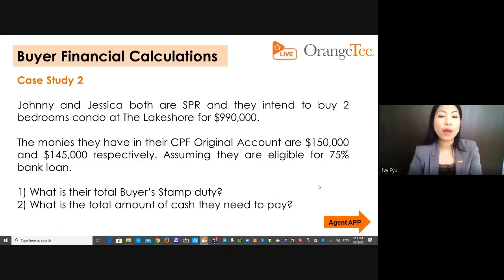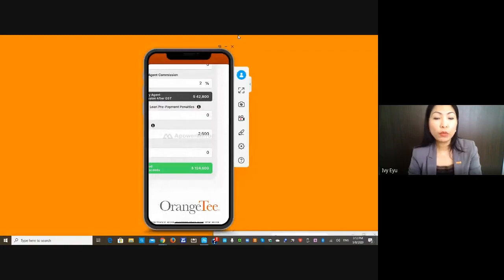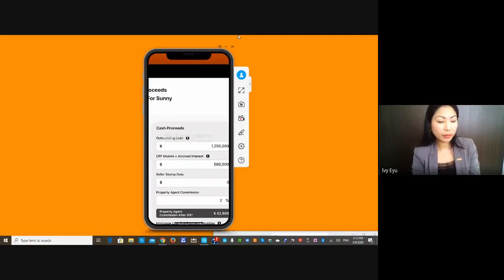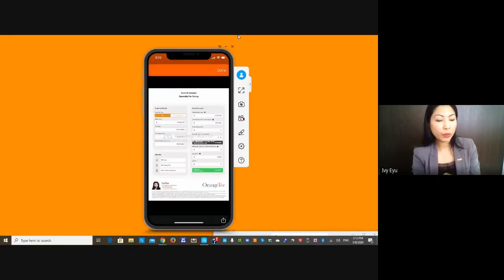Johnny and Jessica both are PR and they intend to buy a 2-bedrooms condo at Lakeshore for 990,000. So the monies they have in their CPF are 150K and 145K respectively. So assuming they are eligible for the LTV of 75%, common question being asked, what is their total buyer stamp duty as a PR? And what is the total amount of cash they need to prepare for the purchase of 990,000?